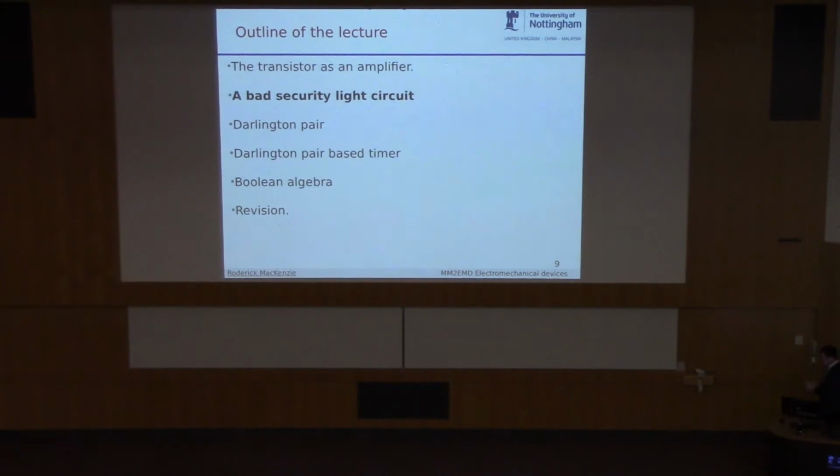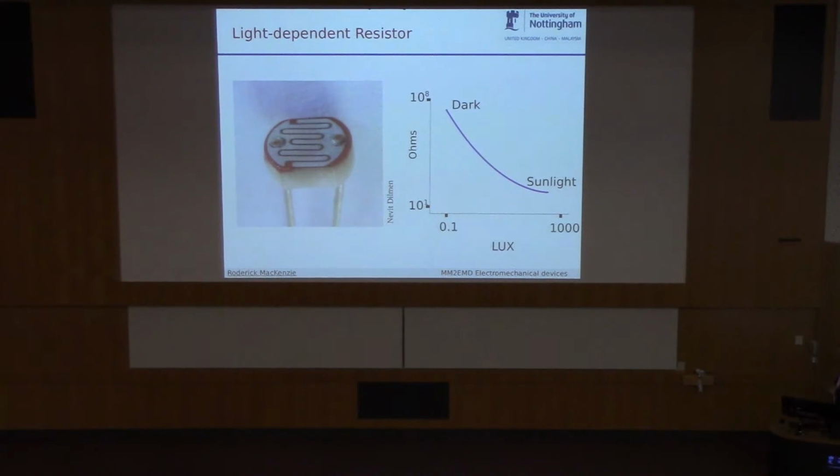Now, I'm going to teach you about a bad security light circuit. This is a relatively basic circuit that you can build with a transistor. I'm going to show you how to build it badly, and then we'll correct it later. Before I can tell you about that, I need to tell you about light-dependent resistors.